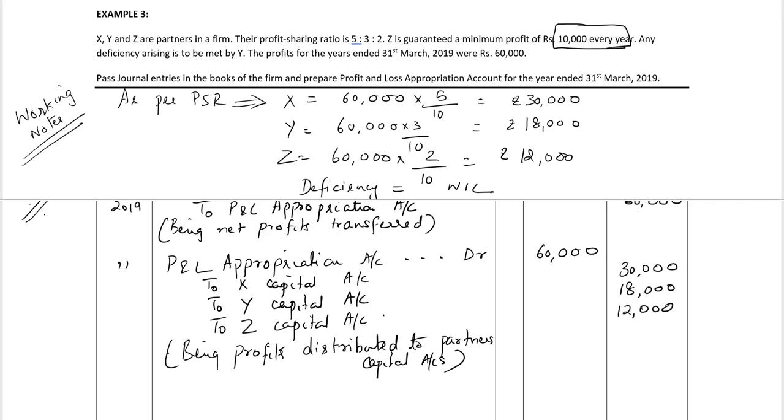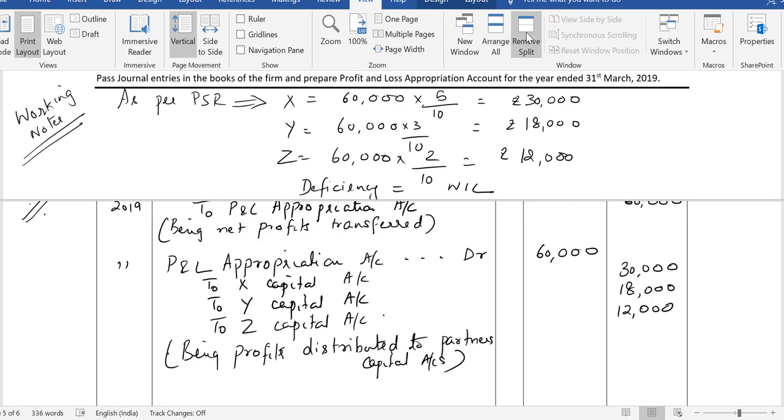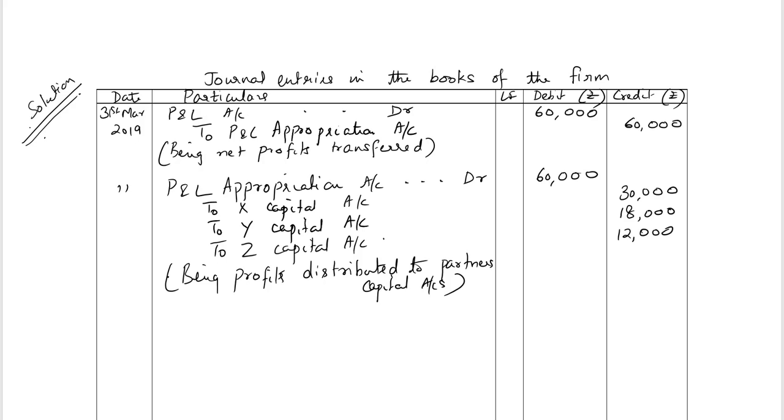There is no third entry because there is no deficiency in this sum. I'll remove the split and we can view the journal entry. So these are the journal entries. Only 2 journal entries in this sum. There is no third journal entry because there is no deficiency in this sum. Let's go to the profit and loss appropriation account.